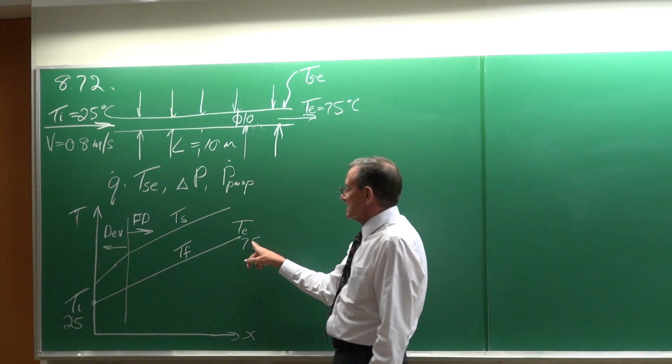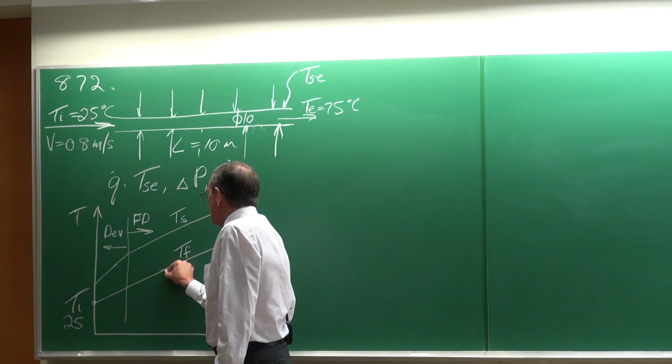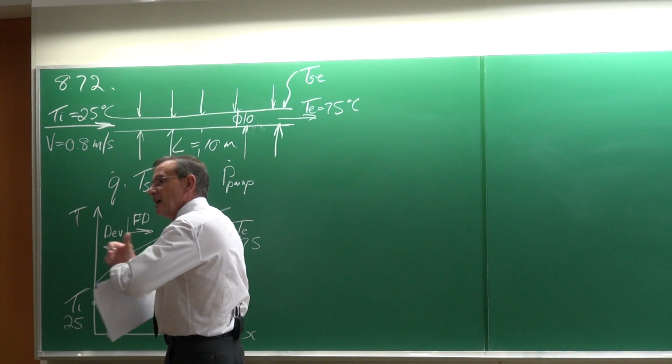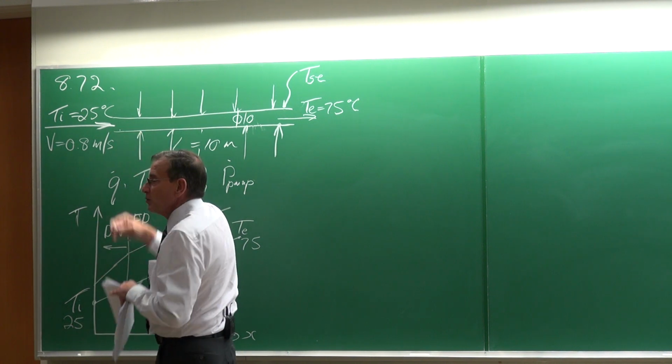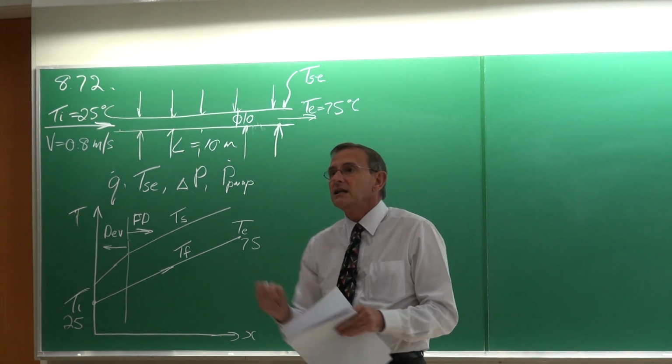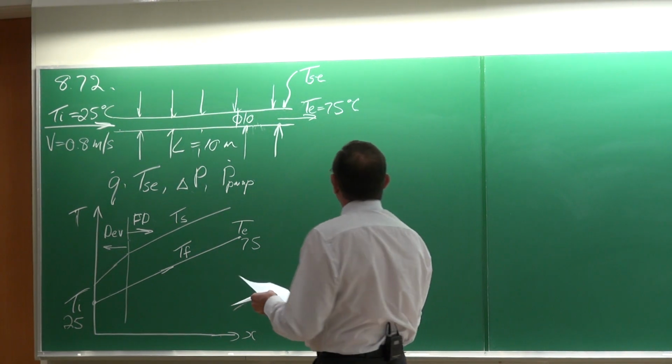Why do I know this is going to be the characteristic? Because it's a constant heat flux. With a constant heat flux, every millimeter that it will flow, it will get the same amount of heat. And therefore, there's a linear increase in the temperature distribution.